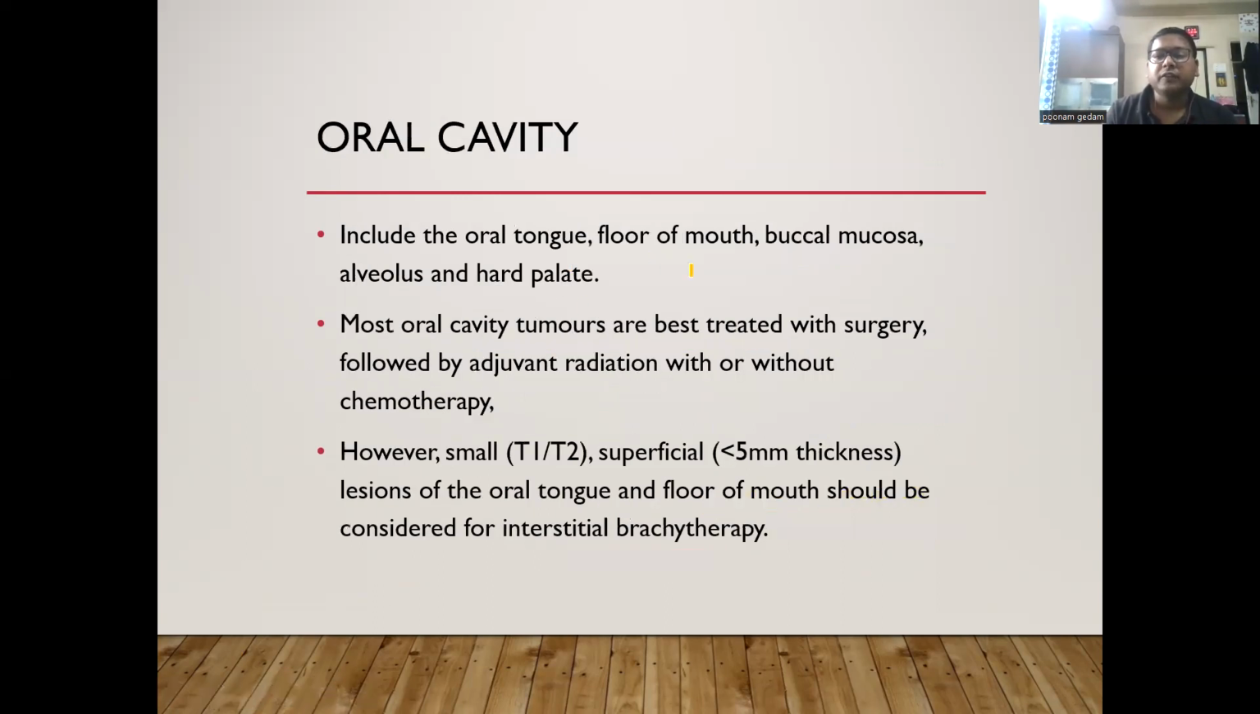The oral cavity includes the oral tongue, floor of the mouth, buccal cavity, alveolus, and hard palate. Most oral cavity tumors are best treated with surgery followed by adjuvant radiation with or without chemotherapy. However, small T1, T2, superficial lesions, less than 5 millimeter thickness, of the oral cavity and floor of the mouth should be considered for interstitial brachytherapy.